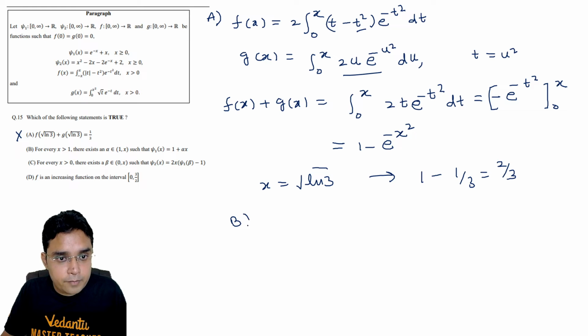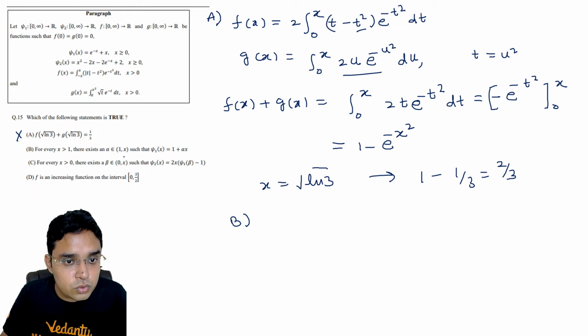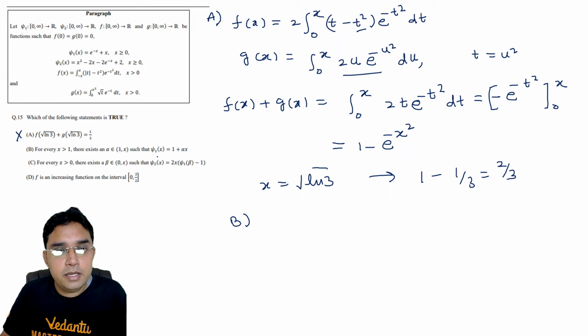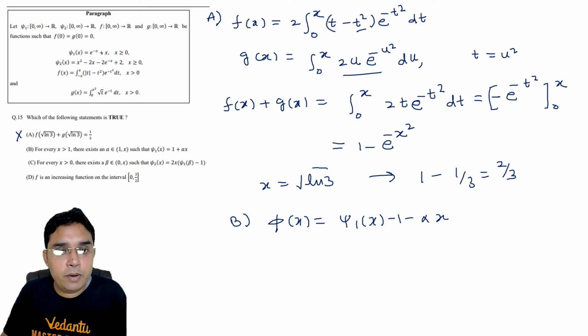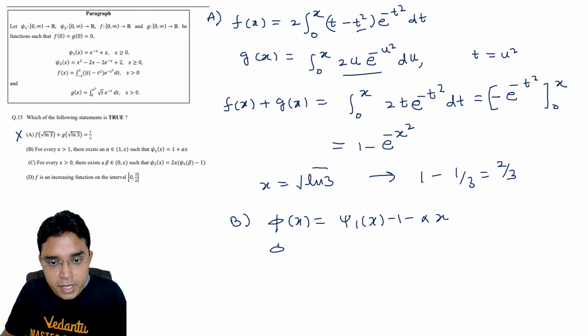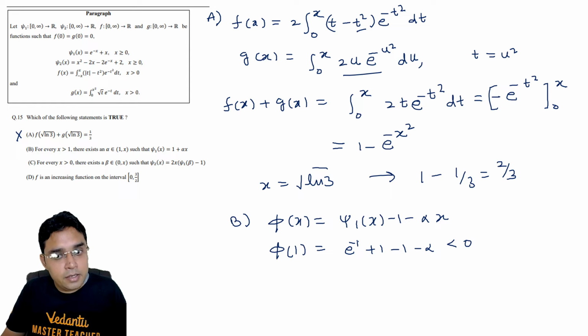Now coming to option B. Here, for x greater than 1, there exists alpha belonging to (1, x) such that psi1 of x is equal to 1 plus alpha x. Let us take one function phi of x to be psi1 of x minus 1 minus alpha x, where psi1 of x is e power minus x plus x. Now if I put x equal to 1 here, we can write phi of 1 as e power minus 1 plus 1 minus 1 minus alpha, and that will be negative because alpha is greater than 1 and e power minus 1 is less than 1, so that will be negative.